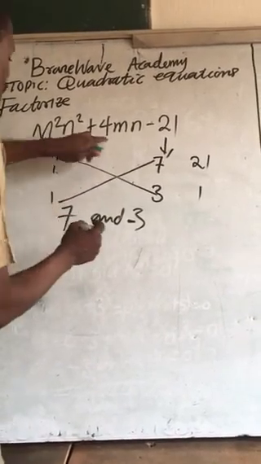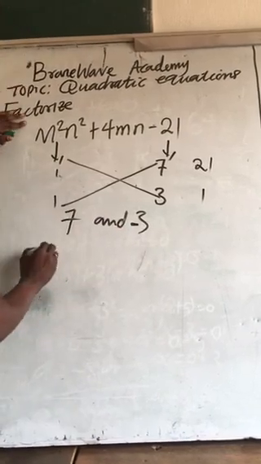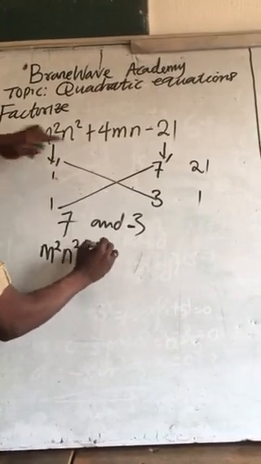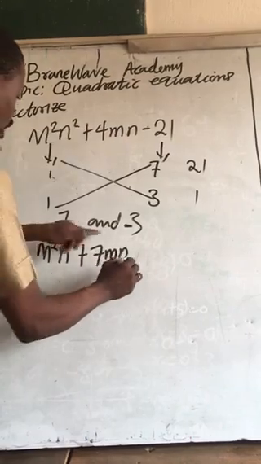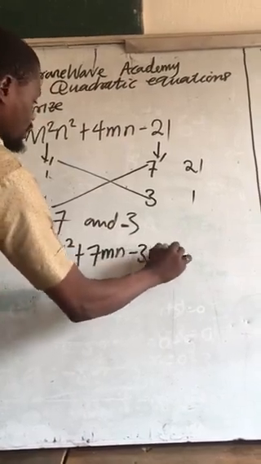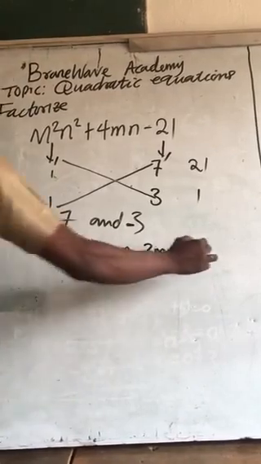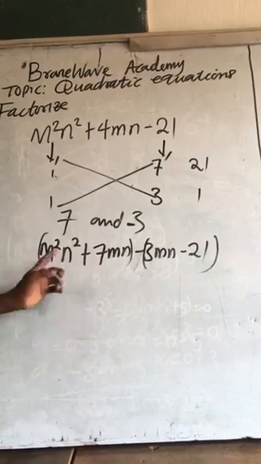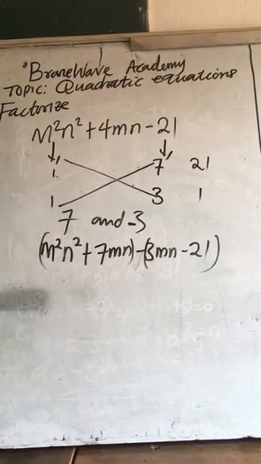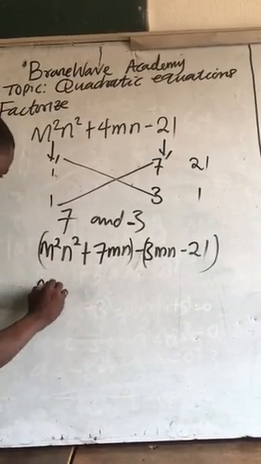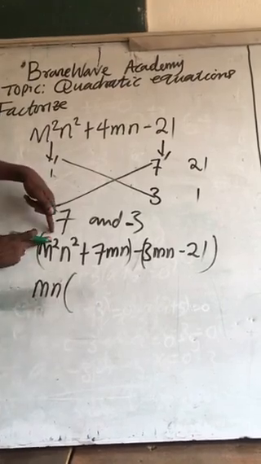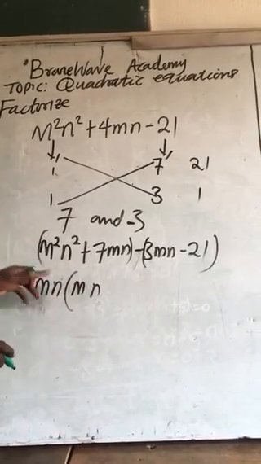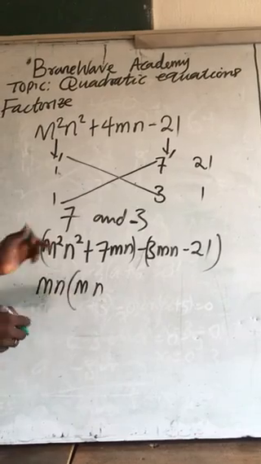Now, instead of writing 4, I'll write 7 minus 3. Which means I have m squared plus 7, the coefficient here is mn, minus 3mn minus 21. Then I'll group it into 2. If you look at this bracket, m is common, which means m is common, open bracket. I actually remove one n from here and one n from here, which means single m and single n.